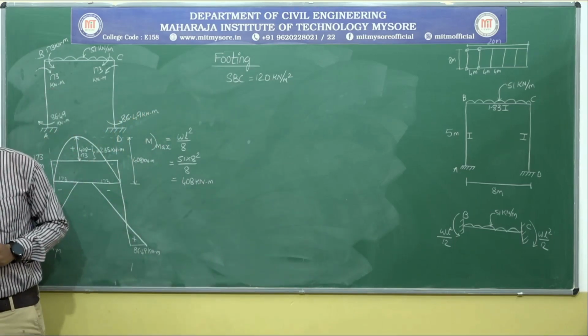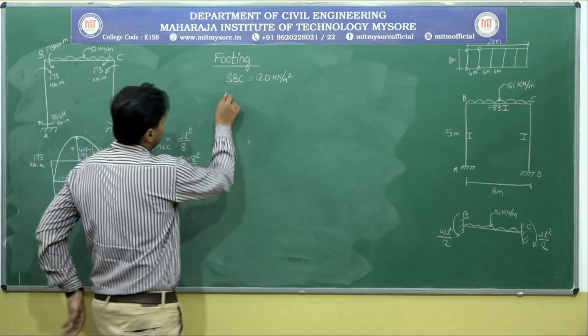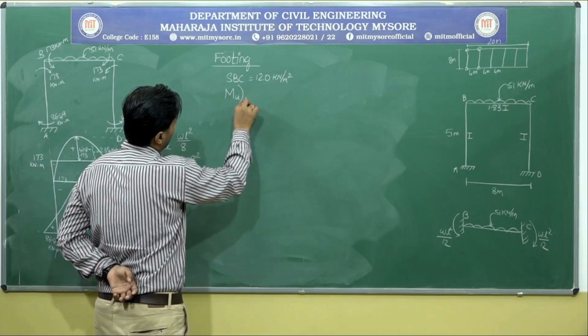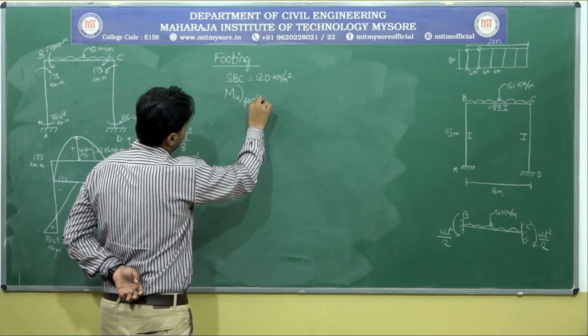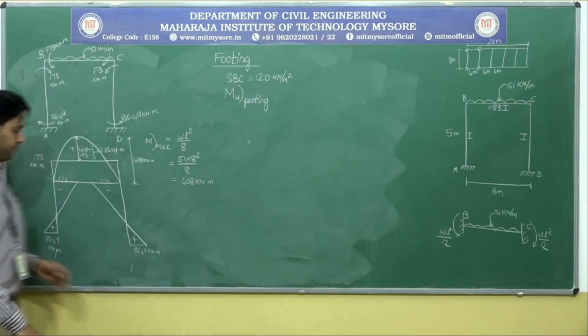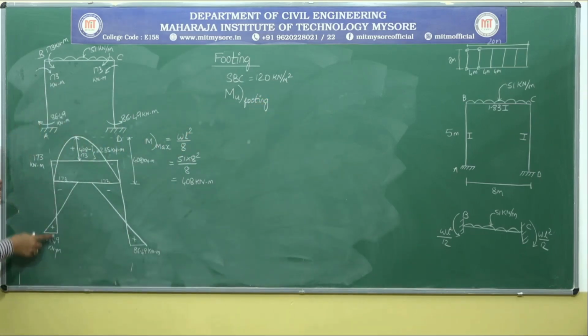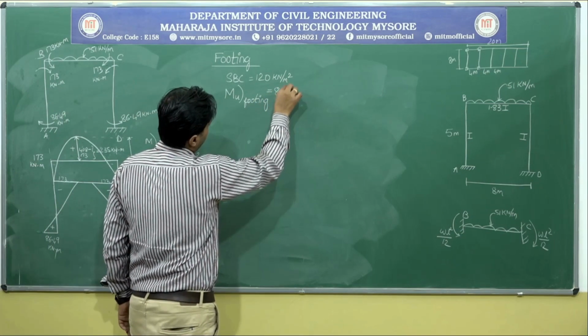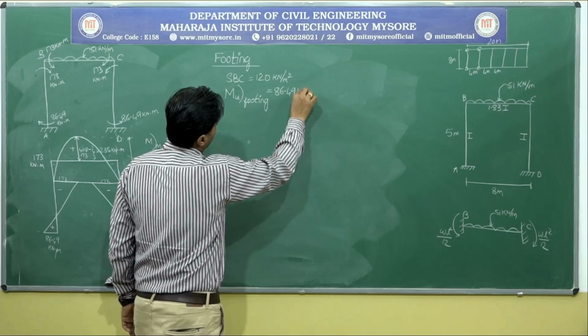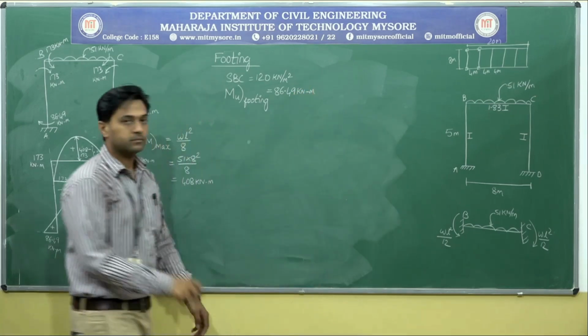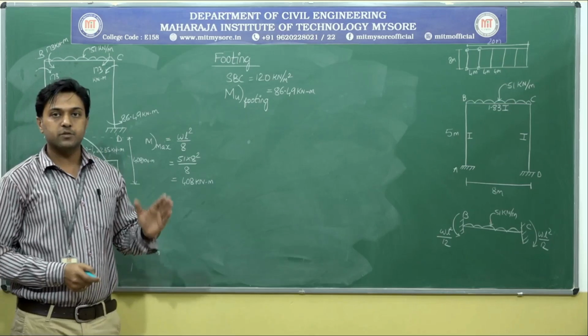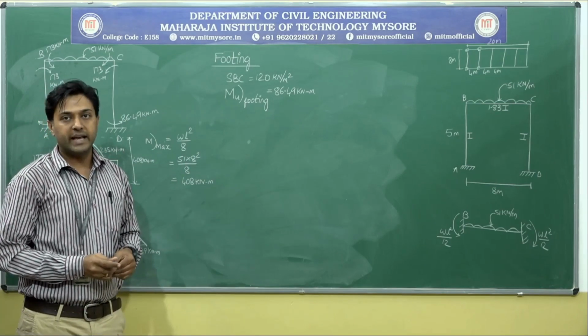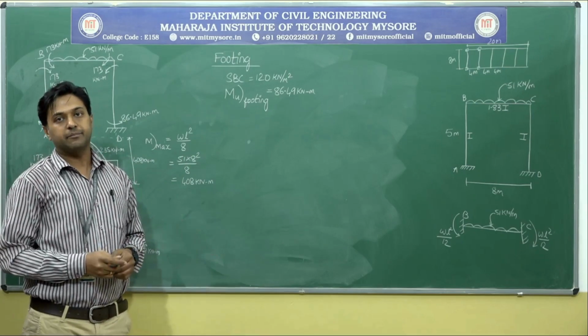Okay. So next, what is MU of footing? What is the bending moment that is coming near the footing? Observe here. Wherever you are having the column moment, and that too the footing will be at the bottom, this is the moment that you need to take for the design. That is 86.49 kilonewton meter. Next, the last thing is, what is the load that is coming on the footing? That also we will calculate so that we can easily proceed with the design.